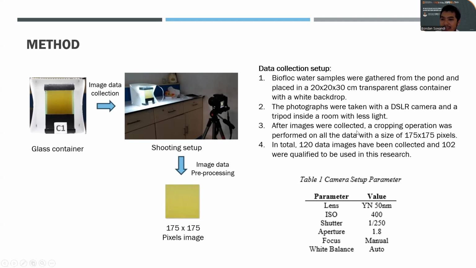After the images were collected, we did some image data pre-processing. A cropping operation was performed on all of the data. We cut it into a size of 175 by 175 pixels. In total, we got 120 data images. However, only 102 were qualified to be used in this research.